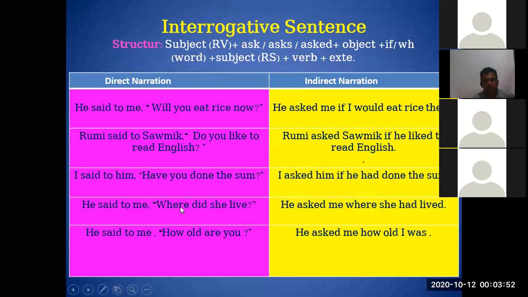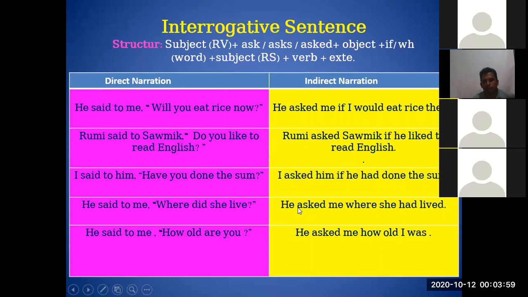He said to me, where did she live? Here, said to is converted into asked, and inverted comma is omitted.